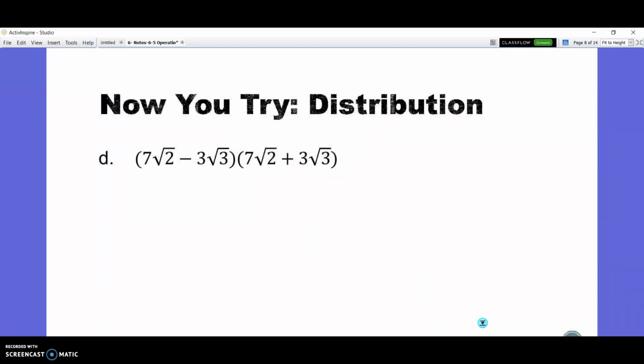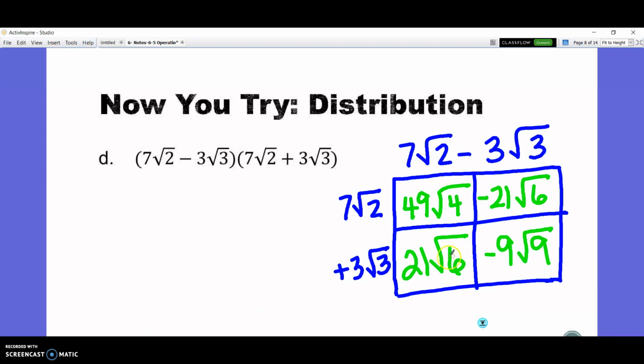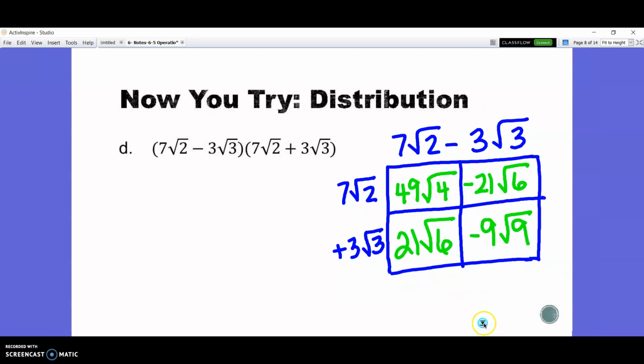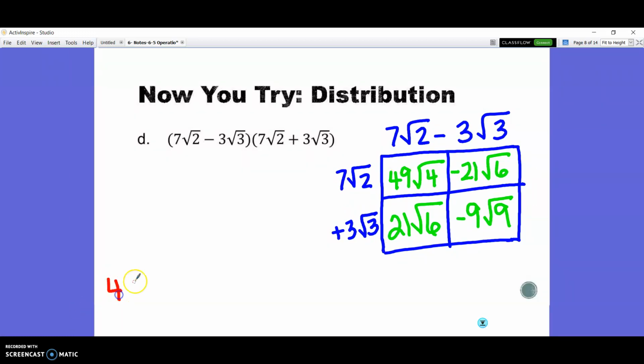Go ahead and pause the video and you give this one a try. All right, so I went ahead and made my box, multiplied everything out together. I end up with this. So 49 square root of 4. The square root of 4 is 2. We know that. It's a perfect square, so I'm just going to change that to a 2. Negative 21 square root of 6.